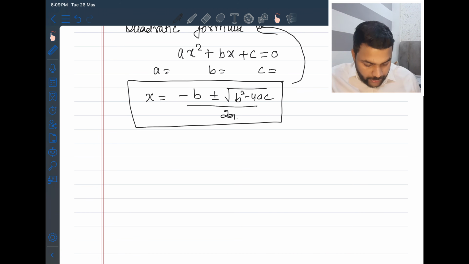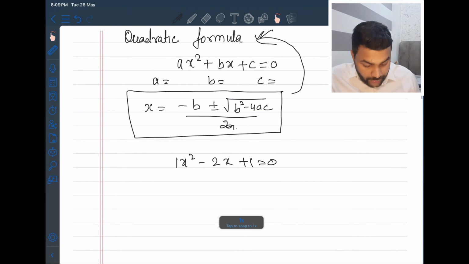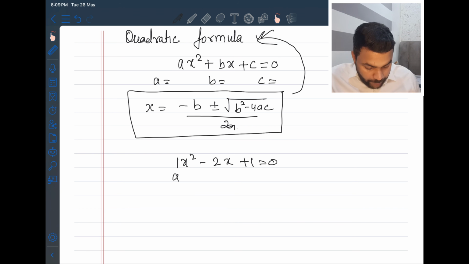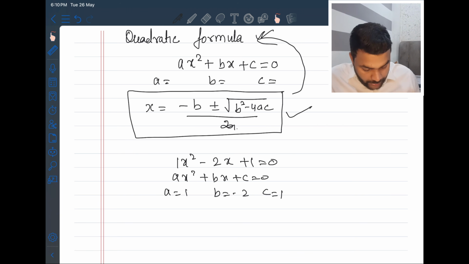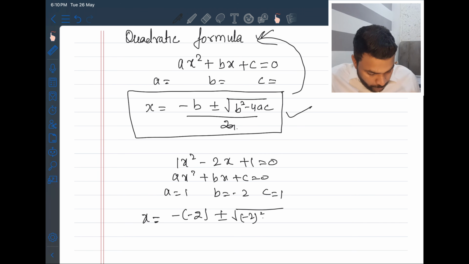We just take x square minus 2x plus 1 equal to 0. So here if we compare this with ax square plus bx plus c equal to 0, we get a equal to 1, b equal to minus 2 and c equal to 1. Now put these a, b, c values in the formula. x equal to, what is b here? This is minus 2, so negative 2, plus minus under root b square, the square of negative 2, minus 4ac, 4 into a is 1 and c is also 1 here.